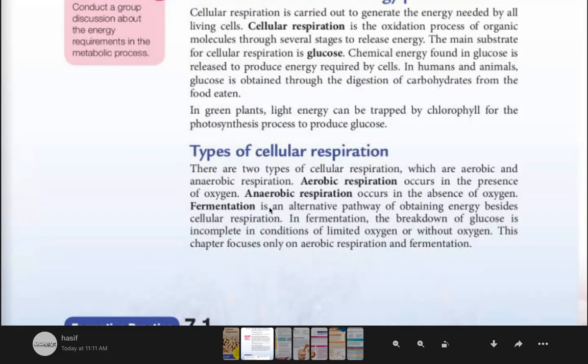Fermentation is an alternative pathway of obtaining energy besides cellular respiration. In fermentation, the breakdown of glucose is incomplete, in the condition of limited oxygen or without oxygen. So without oxygen or with limited oxygen, we call it fermentation, also known as anaerobic respiration. It means no oxygen is used at all, or only a little oxygen is used.